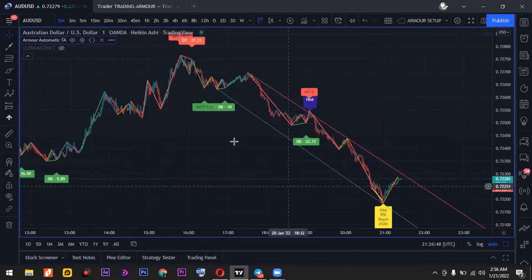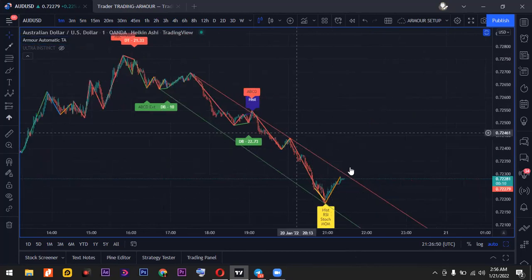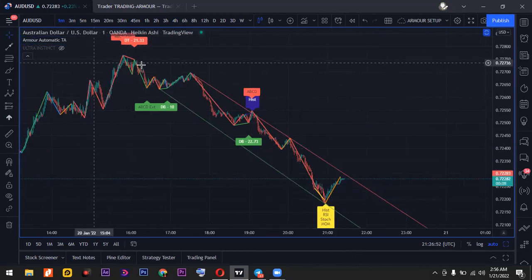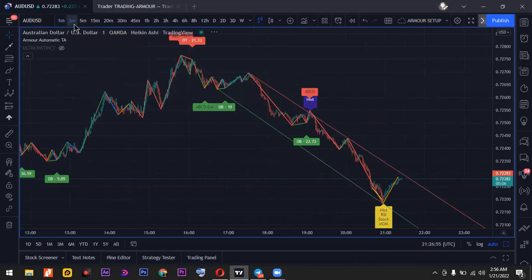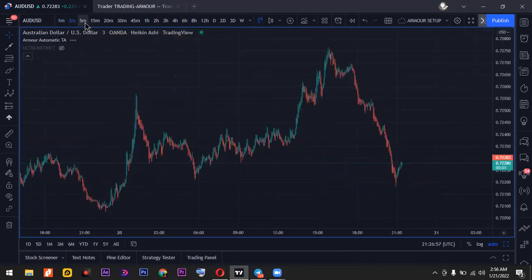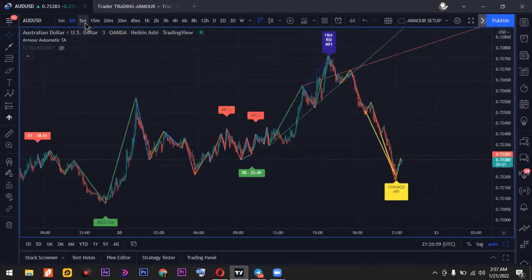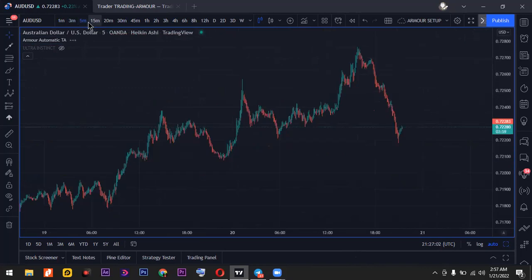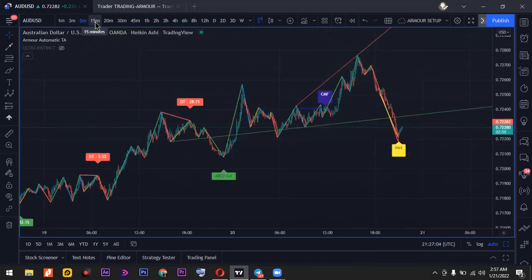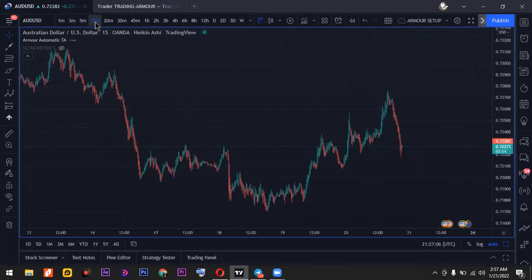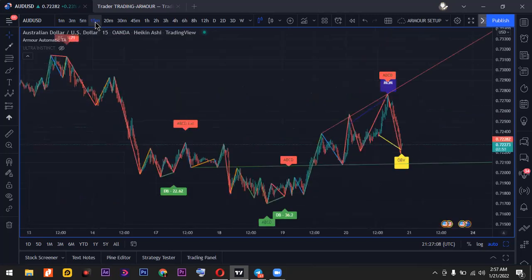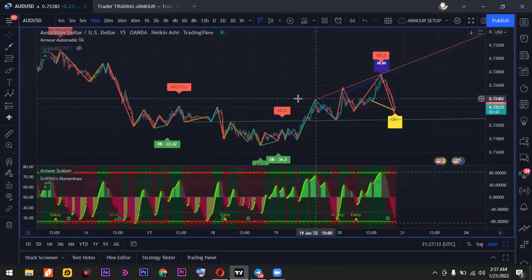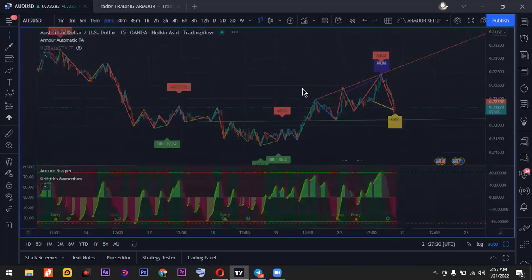Look, this is a perfect falling wedge. This is the Australian dollar on 1 minute. Let me check on the other time frames to see how to detect the patterns. Let's watch 5 minutes, 15 minutes. This is a solid breakdown. This is not looking bullish on 5 minutes, 15 minutes.